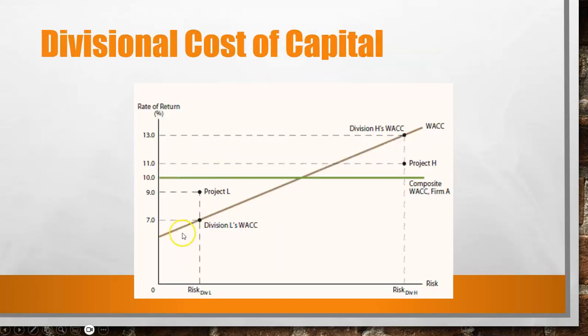So here we can see a graph showing our rates of returns, weighted average cost of capital, and then this is our composite weighted average cost of capital, and we have our different projects. So if this risk is really low and it's above the 7.5%, it's a good project. We should do it. Whereas if there's a project that's a higher risk, we need to make sure that it's getting over this higher rate of return.